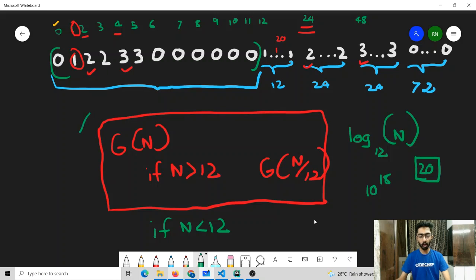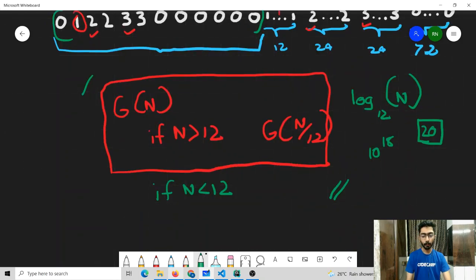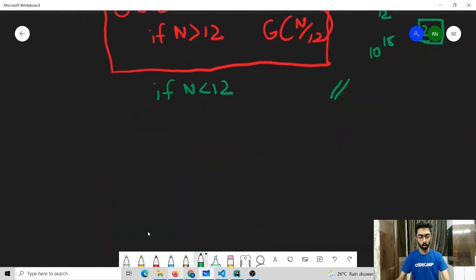So once we know the Grundy value for any state, we can easily find our solution, because our solution was based on the concept of the Sprague-Grundy theorem, where once we have found the Grundy number of all the states, we can find the XOR of all the Grundy numbers, and if that XOR value is going to be 0, only then player A will lose.